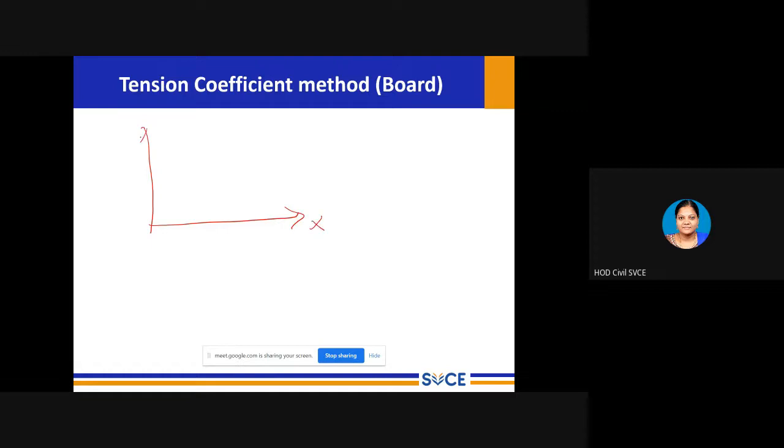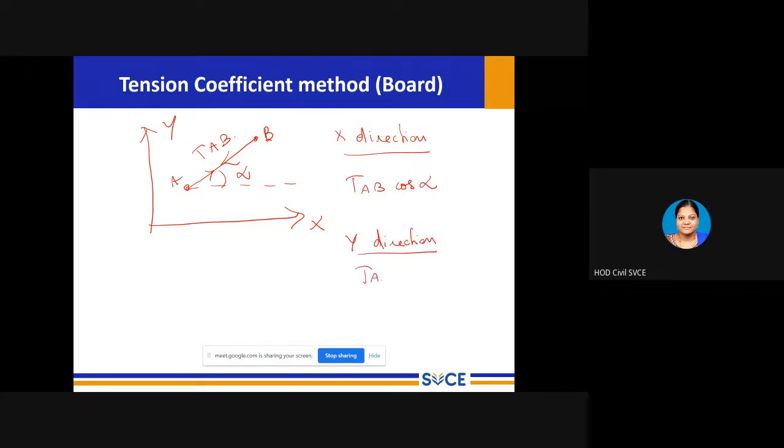so this is the XY system, where you have this TAB. This is A and this is B. This is the angle of inclination of the member, whether it is alpha or theta. I'm going to now resolve this force along the X direction. When you resolve it along the X direction, we get TAB cos alpha. Similarly, when I resolve this force along the y direction, I get TAB sine alpha. And this is the coordinates XA and YA of the point A, and similarly XB and YB of the point B.